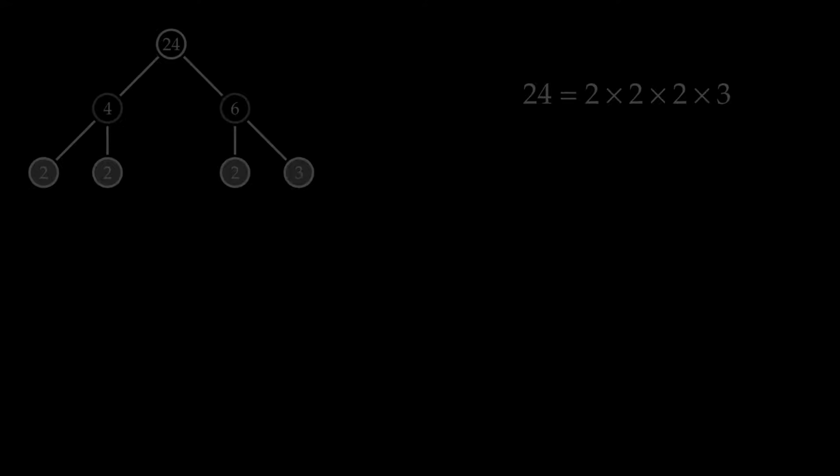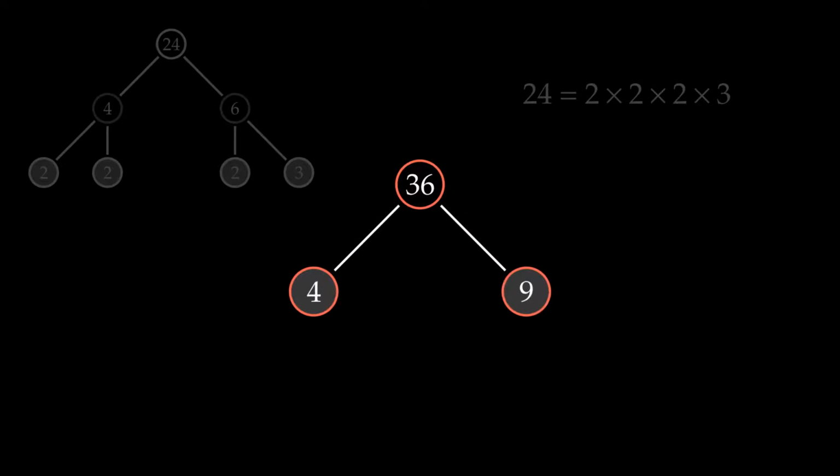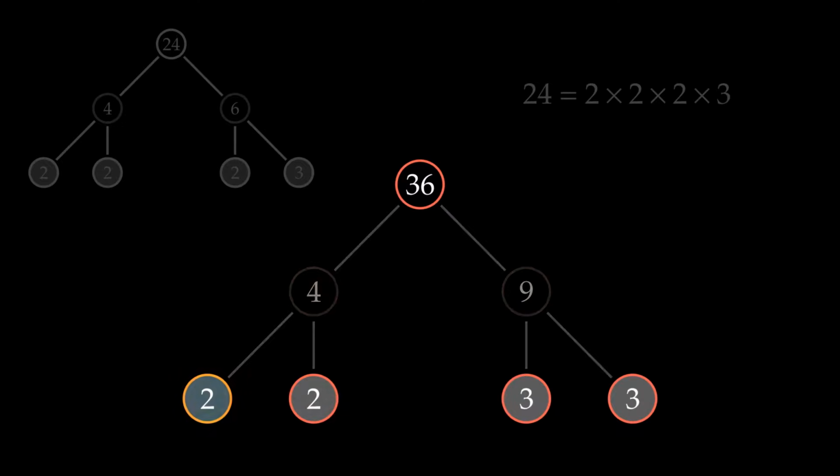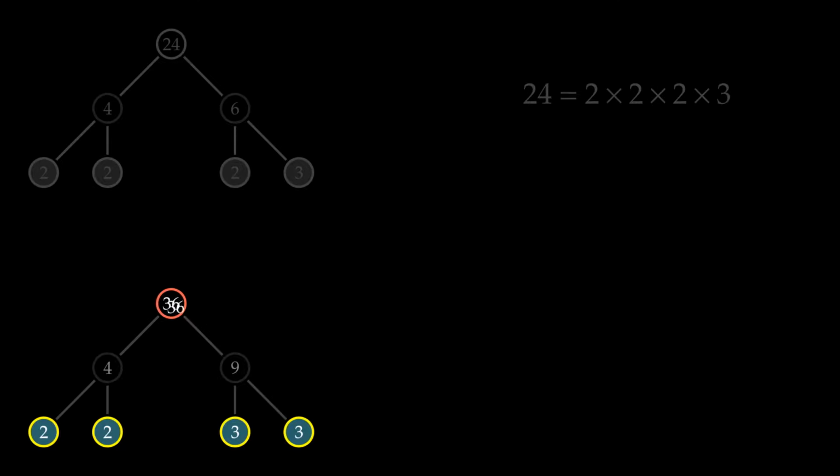Similarly, we create the prime factor tree of 36. Since 4 times 9 equals 36, the first two nodes will be occupied by these two numbers. Now, 4 and 9 can be factored into 2 times 2 and 3 times 3 respectively, so the numbers at the bottom of our factor tree are all prime. Now, from this tree we can get the prime factorization of 36, so we can safely say that 36 equals 2 times 2 times 3 times 3, which is absolutely correct.